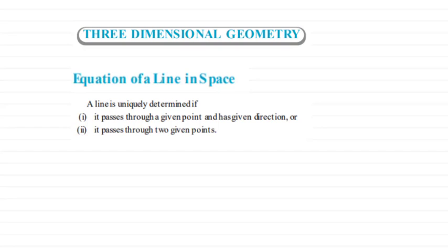Now we will see in three-dimensional geometry how to find the equation of the line in space. It can be done in two ways. You will get problems where you have to find the equation when it passes through a given point and the direction is given, so either the line will be parallel to some other line, or perpendicular to some line. That will be given to you.